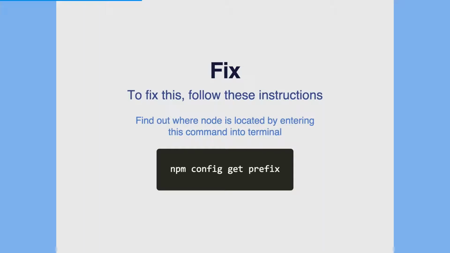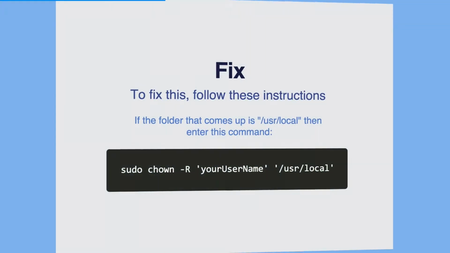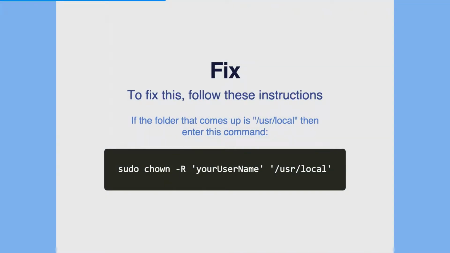Now, to fix that issue, you want to go to your terminal and start by typing in the command npm config get prefix. And by doing that, you're asking it to find the directory where you can get Node. Now, if the folder comes up as usr/local, then you need to enter the command below. And if it just comes up as usr, then there is a much more complicated fix for that. However, fortunately, I had the easy one.